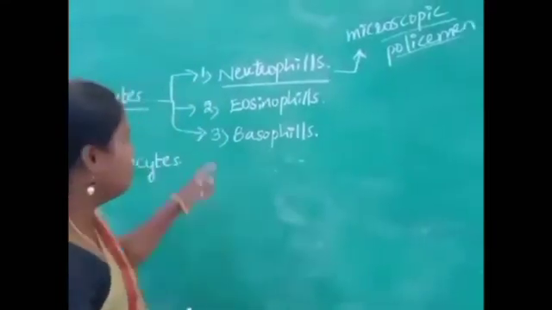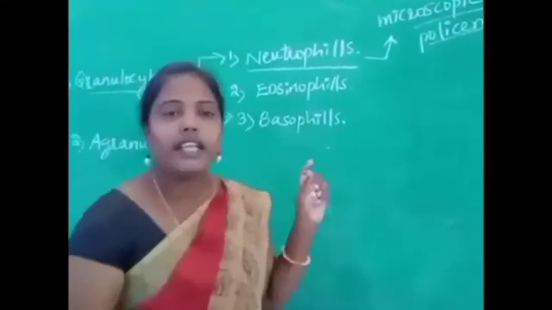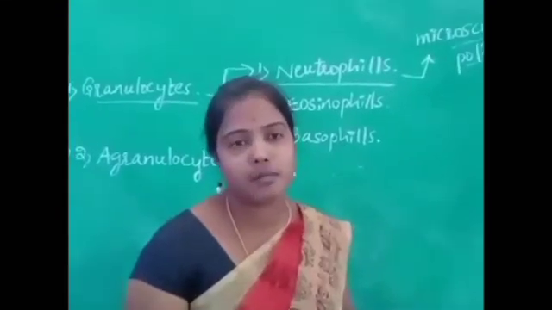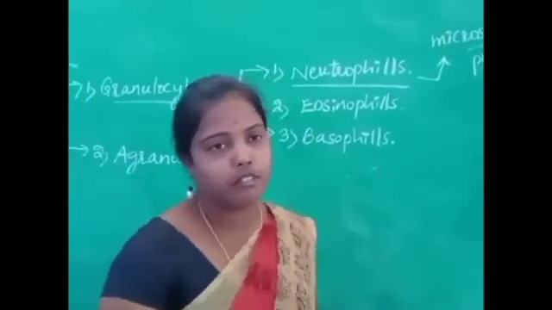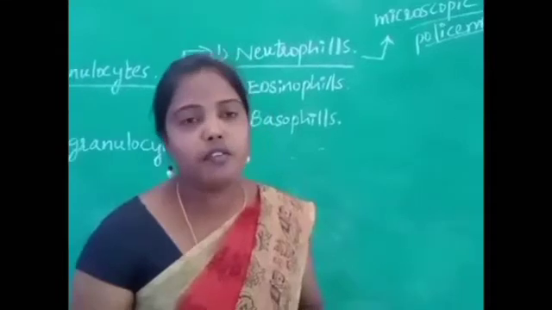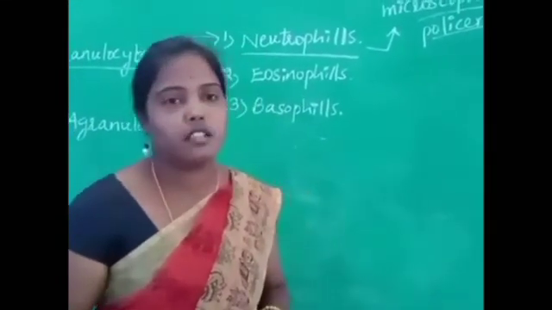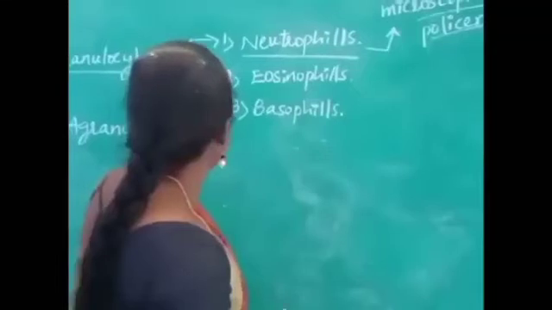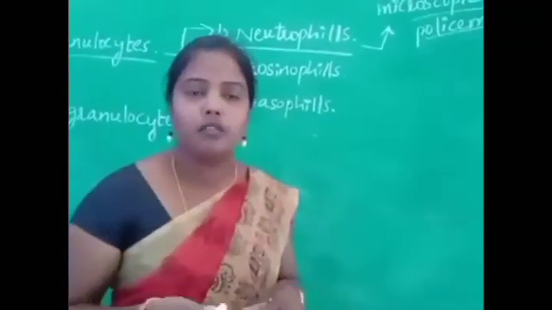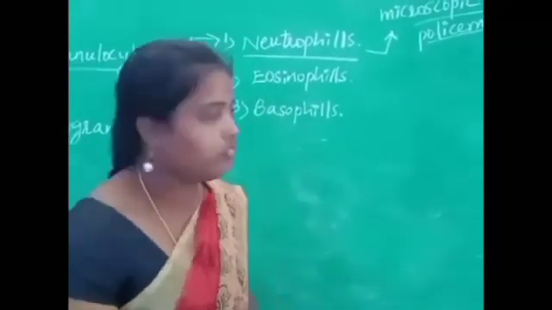Okay, so these eosinophils and basophils also fight against harmful microorganisms and kill them. So the two cells sacrifice their life against harmful microorganisms. That's why these granulocytes are very important to our life.